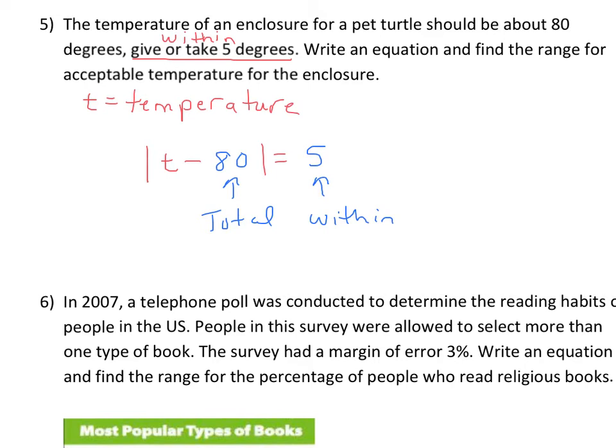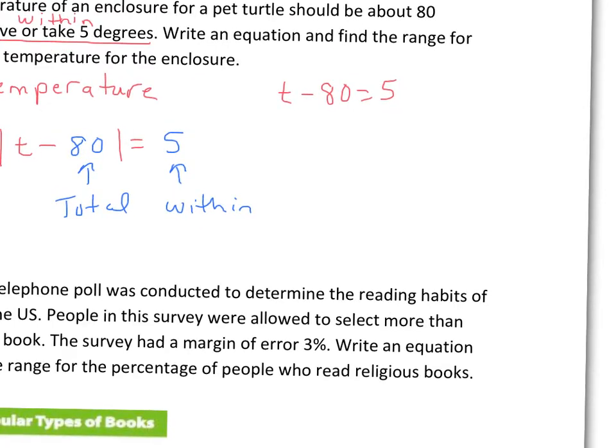And I know that a lot of us could probably say, okay, well, obviously, if we're at 80, within 5 would be 75 to 85. I get that a lot of us could do that in the head, but we do have to write an equation here. So now we're going to go ahead and solve the equation. So I have T minus 80 equals positive 5. And then the second equation will be T minus 80 equals negative 5. Okay, so I'm going to add the 80 here, and T equals 85. Add the 80 here, and T equals 75.